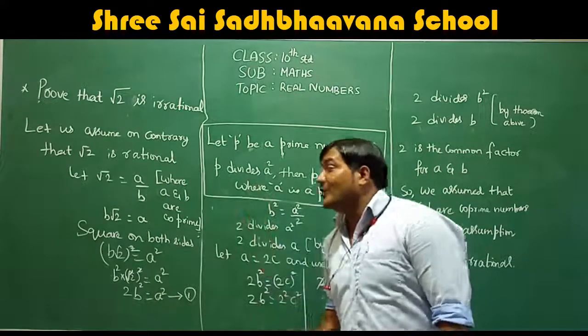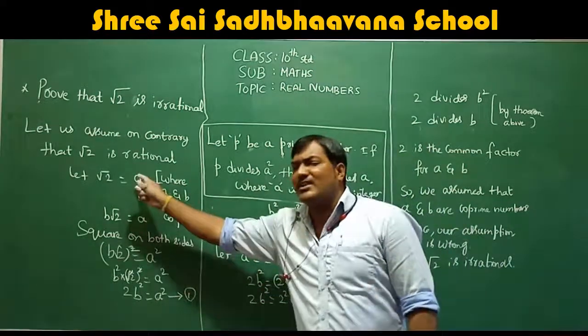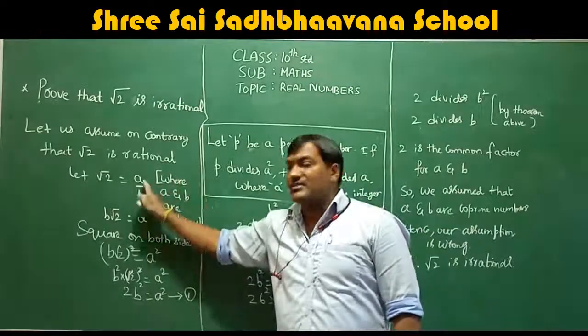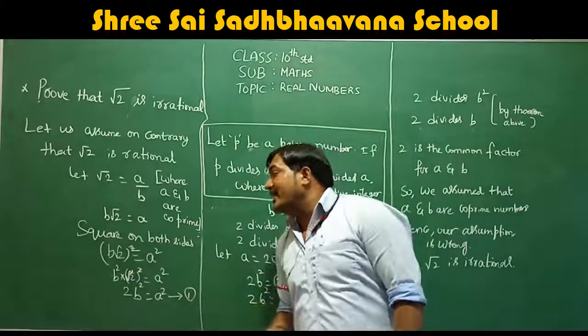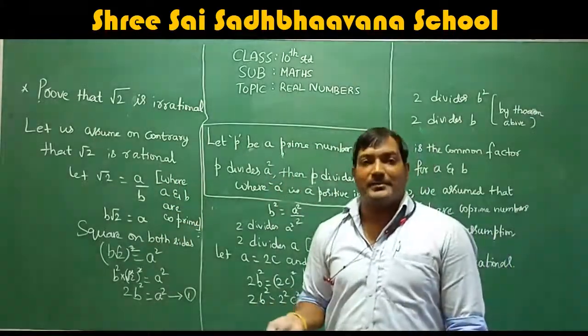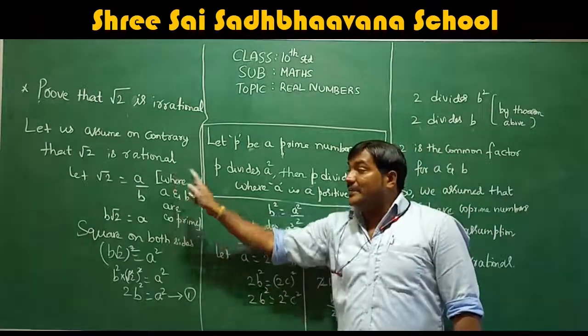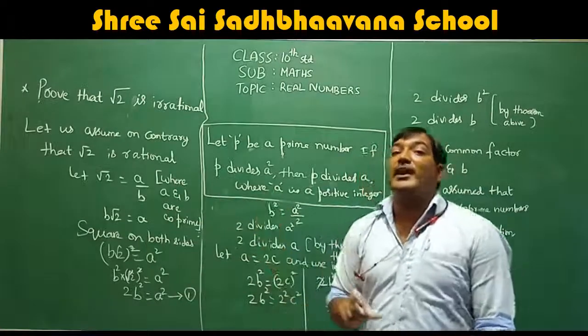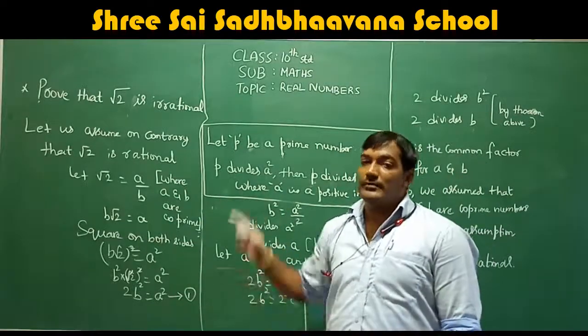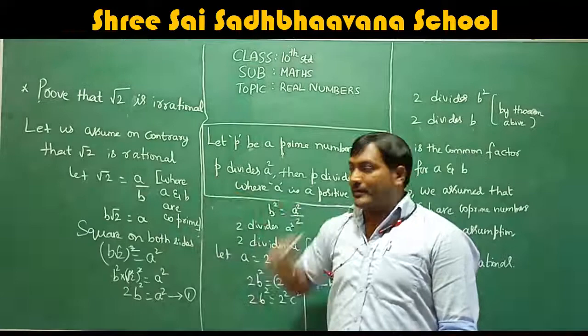So that's the reason root 2 is equal to a by b. Instead of p and q, I have taken a by b. Any fraction format you can take, a and b. So where a and b are co-prime numbers, just assume that. It means a and b should not have a common factor other than 1. That is the assumption we made.